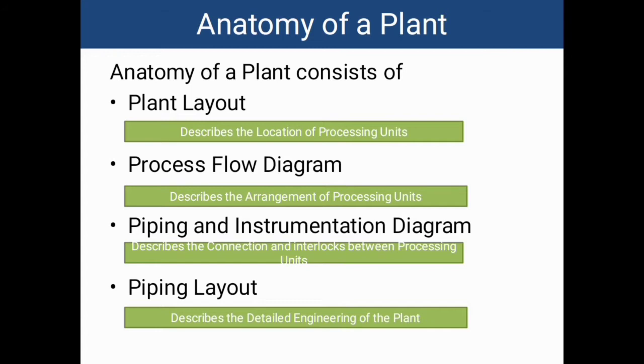Then piping and instrumentation diagram. Once the process flow diagram describes the arrangements of the equipments, the P&I diagram describes the connections between these instruments and interlocks between these instruments. And finally, piping layout. This will give you a clear picture about detailed engineering of the plant.